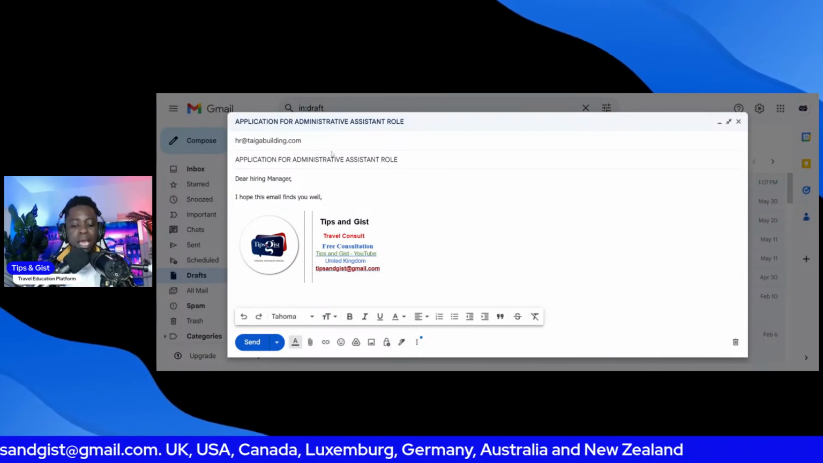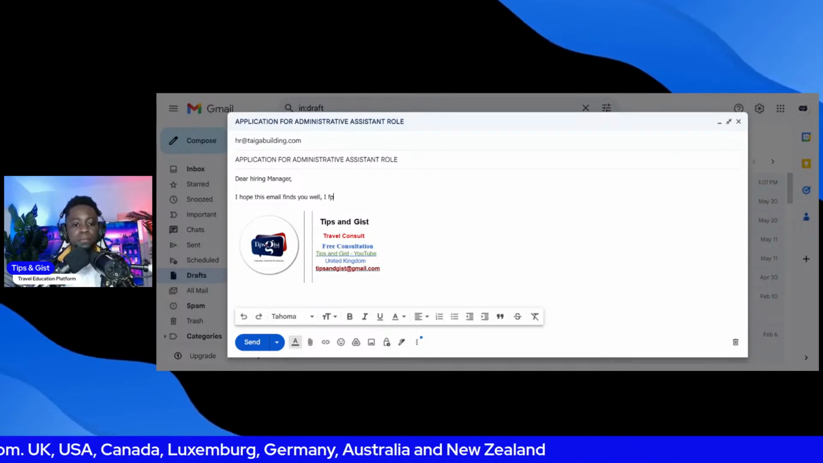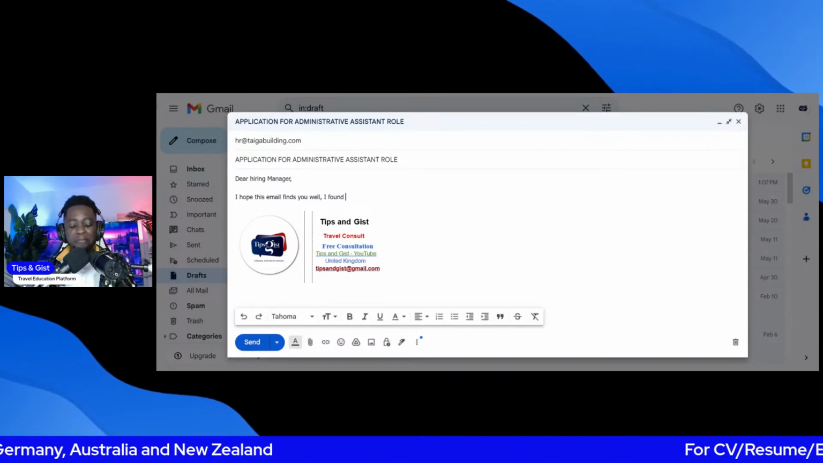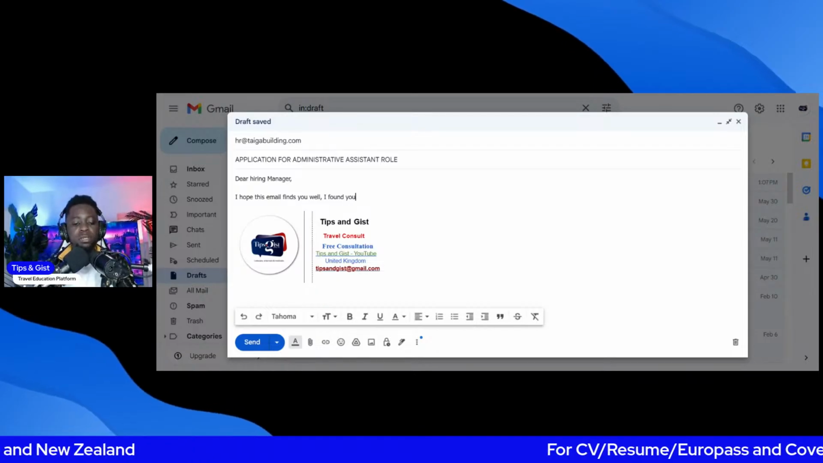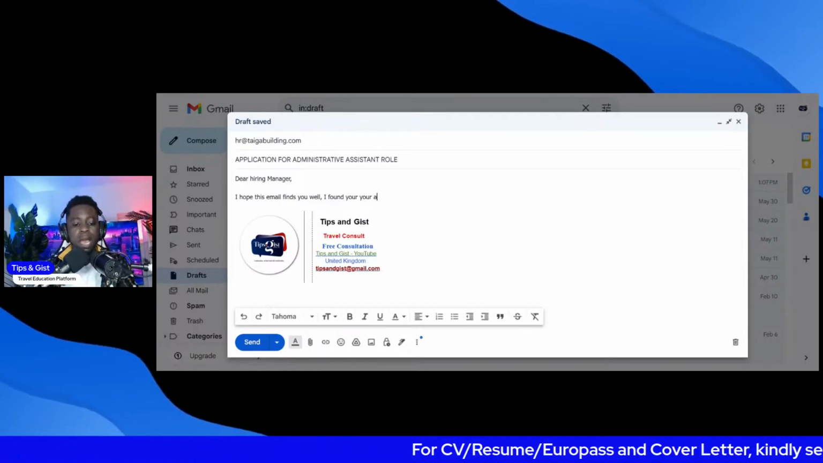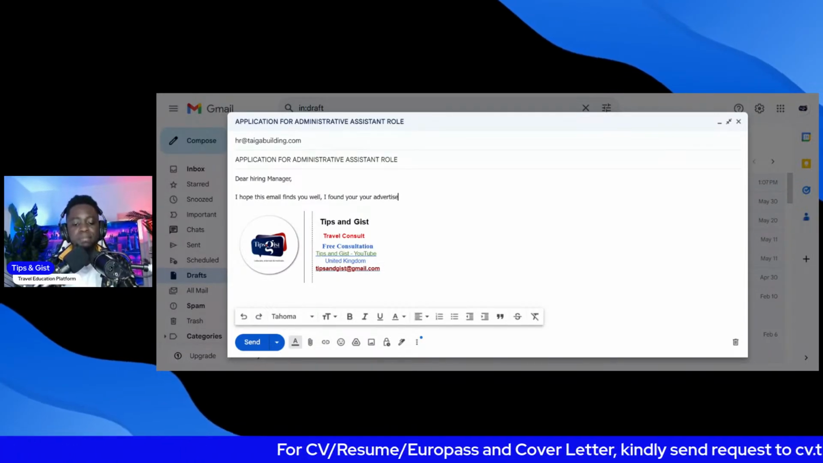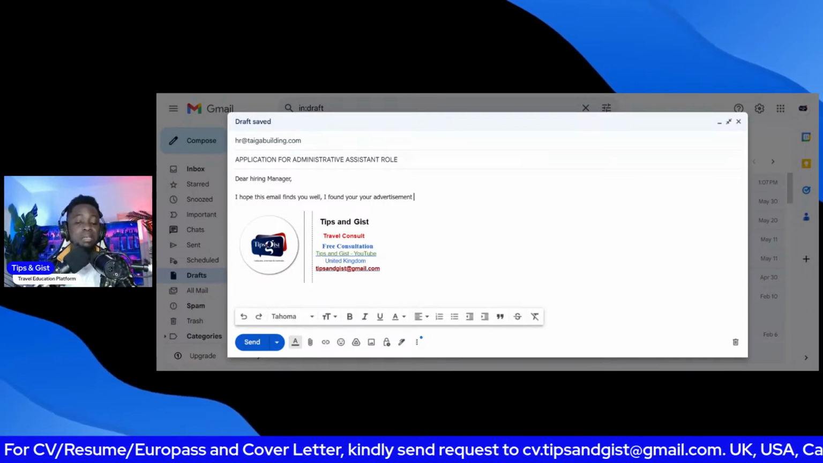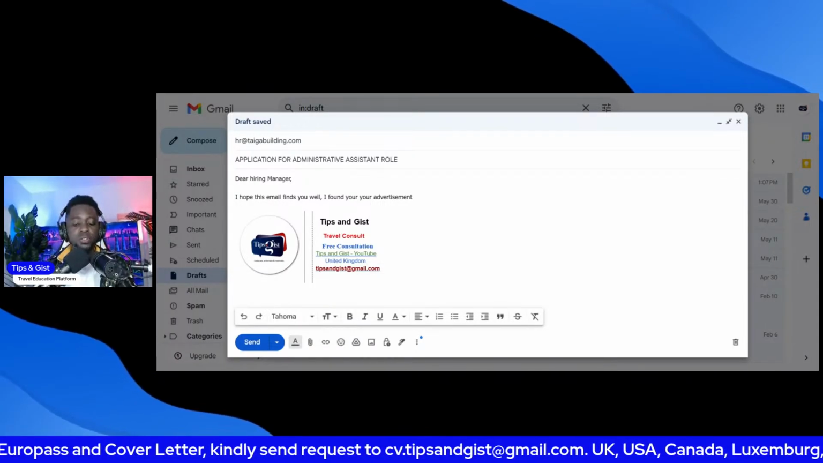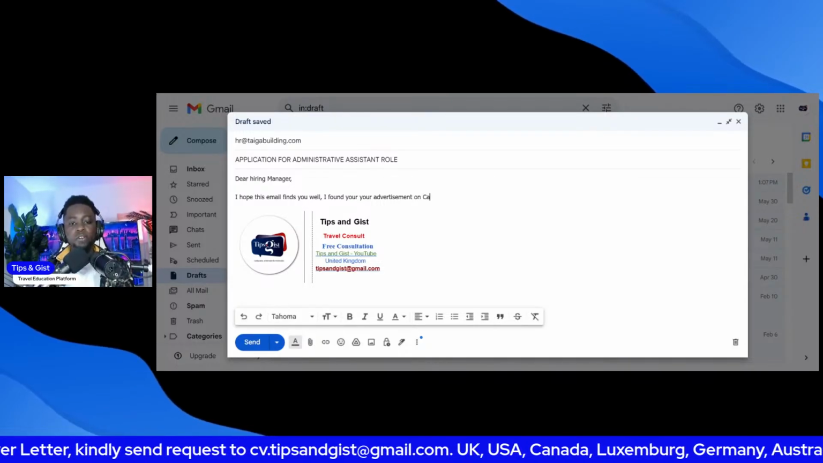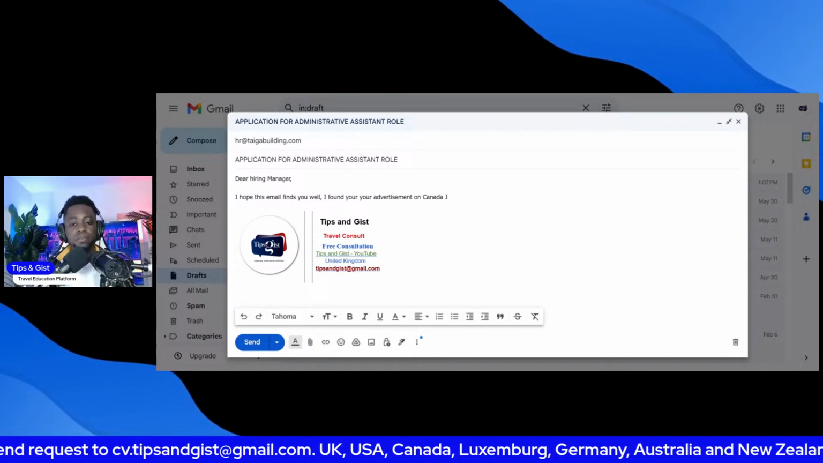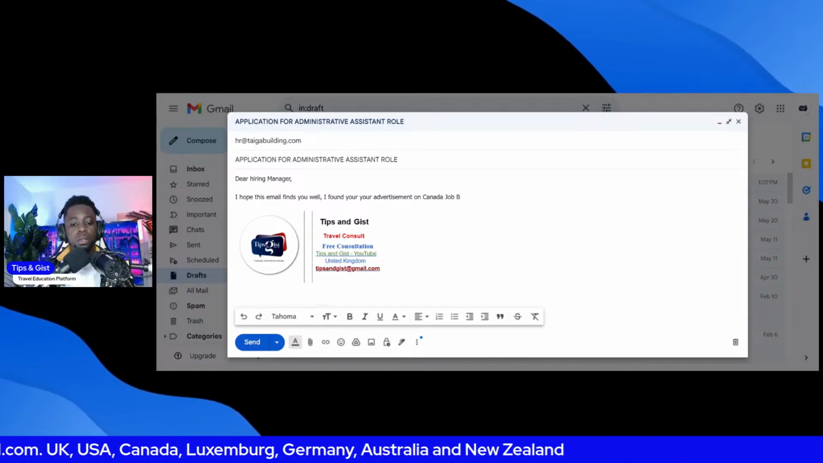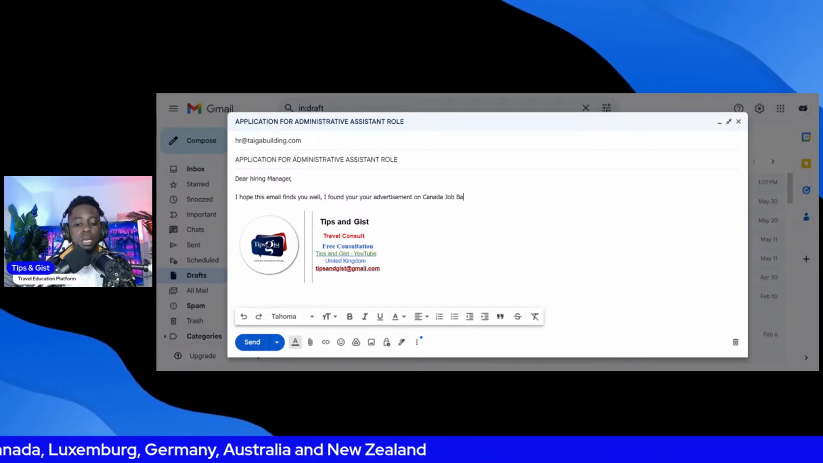And then the next one is, I found your job on Job Bank. I found your vacancy or advertisement. Now, most employers advertise on different websites. So it is an introduction for them to know where you found the job. On Canadian Job Bank or Canada Job Bank.